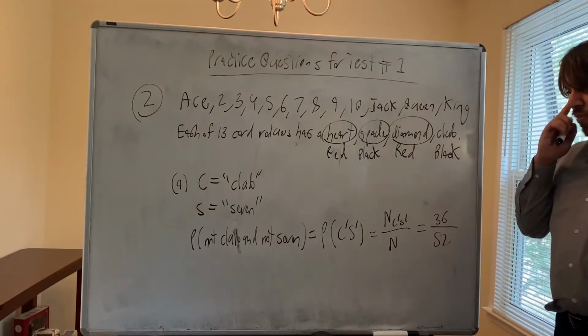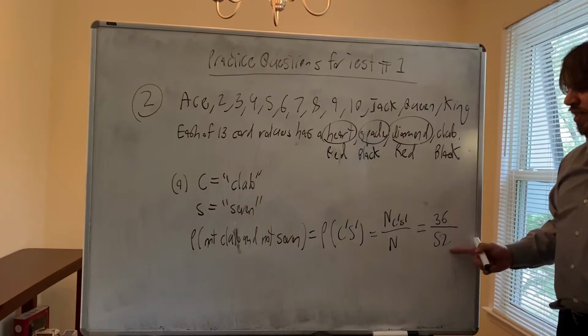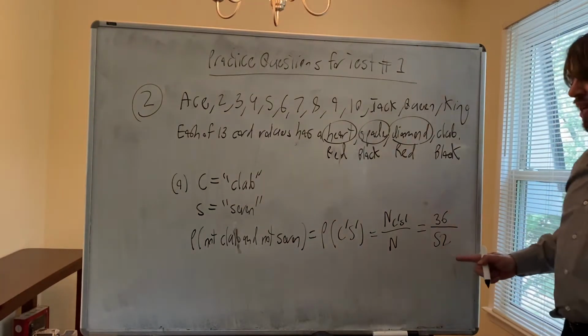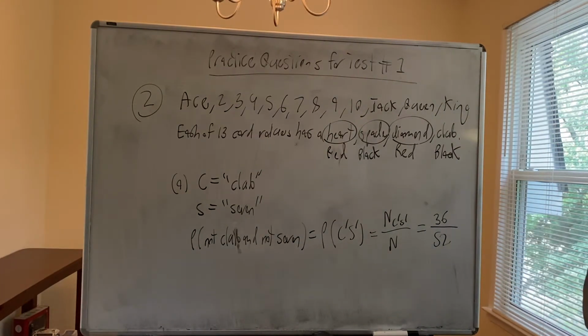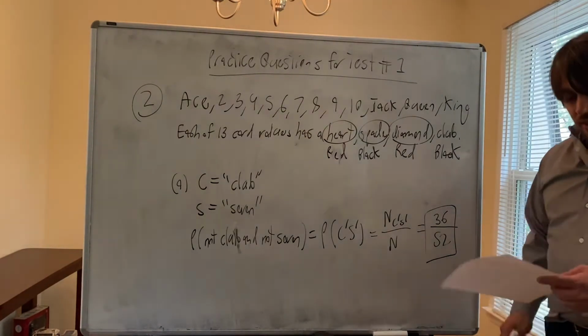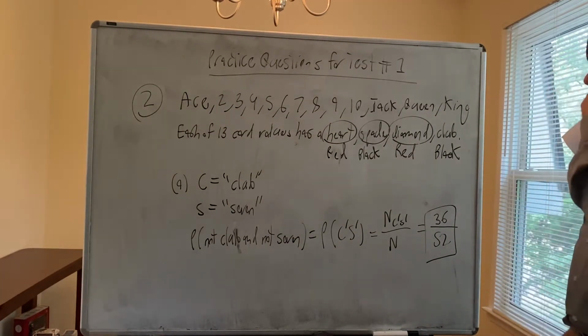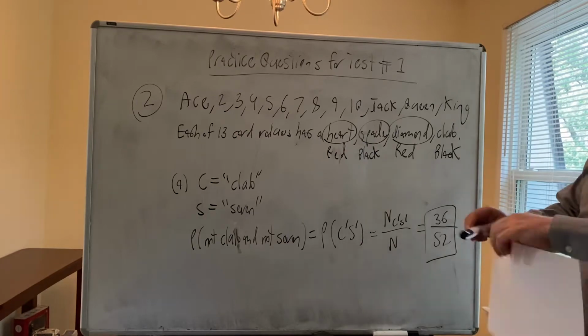And so the probability of not a club and not a 7 is 36 that are not a club and not a 7, divided by the total 52 cards in the deck. So the probability is 36 over 52. Okay? And you can simplify that, but that's the probability. So that's part A. So let's continue to part B.